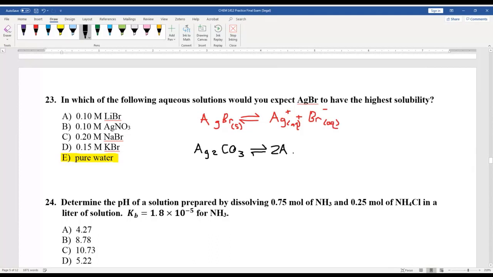Well, 2Ag+ and CO3 2-. So you could get a question like this. Well, what about if I added HCl? What would that do? If I added HCl to silver carbonate, what would that do? What would the HCl do? It's not part of the equilibrium, but what could it do?